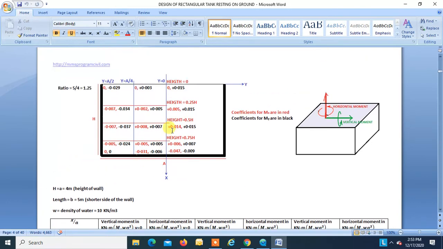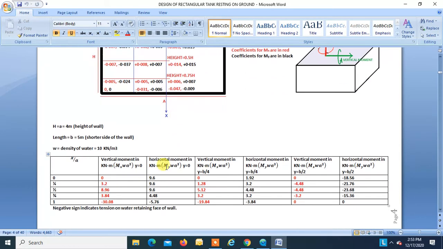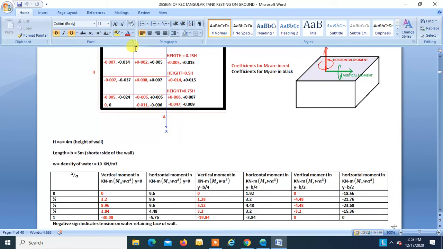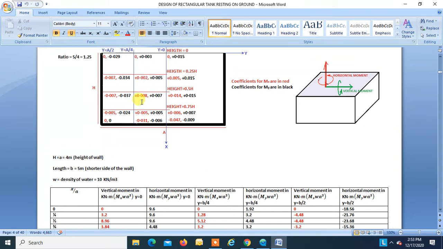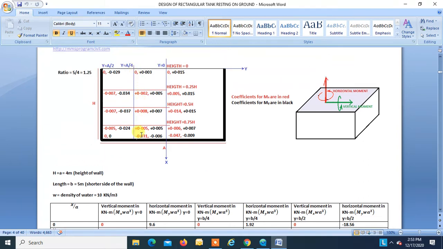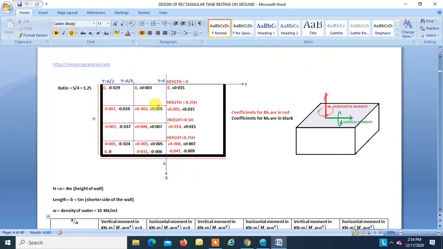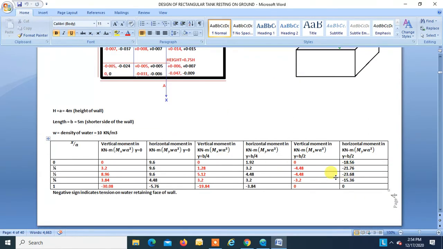So for y equal to 0, this will give the vertical moments, this will give the horizontal moments. At y equal to b by 4, this red text moment coefficient will give the vertical moments, and this black text moment coefficient will give the horizontal moments. Similarly over here, y is equal to b by 2, this will give us the vertical and the horizontal moments. So this is how we obtain the moments for the individual long panel and the individual short panel.